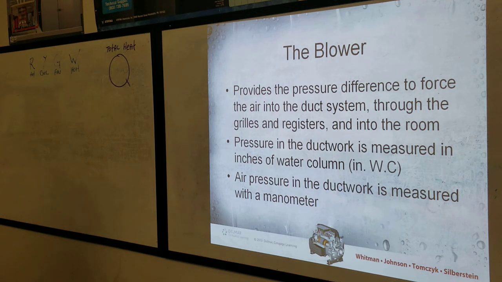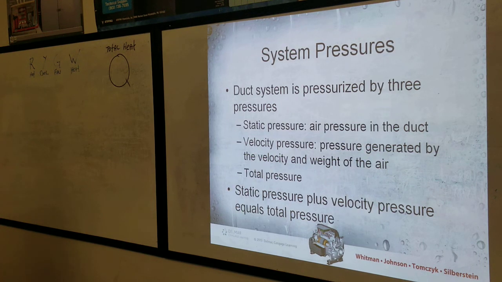The blower provides the pressure difference to force the air into the duct system through the grills and registers and into the room. Pressure in the ductwork is measured in inches of water column, in. WC. Air pressure in the ductwork is measured with a manometer. System pressures: the duct system is pressurized by three pressures: static pressure, air pressure in the duct; velocity pressure, pressure generated by the velocity and weight of the air; and total pressure. Static pressure plus velocity pressure equals total pressure.